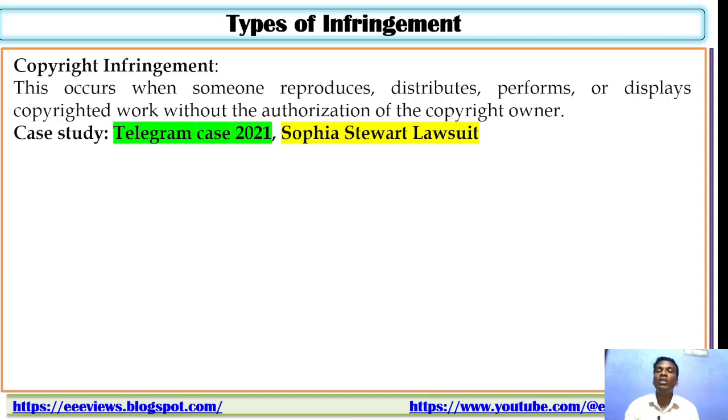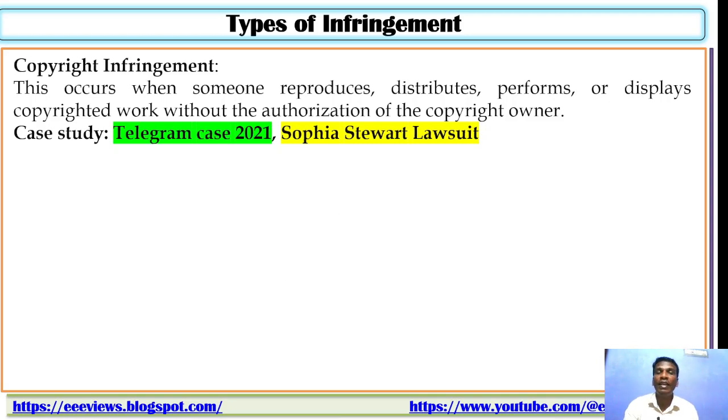The other case study is the Sophia Stewart lawsuit. Sophia Stewart is an author who wrote the book Third Eye. She filed a case against Warner Brothers, stating that the film directed and produced by Warner Brothers, The Matrix, has a story based upon the novel Third Eye.